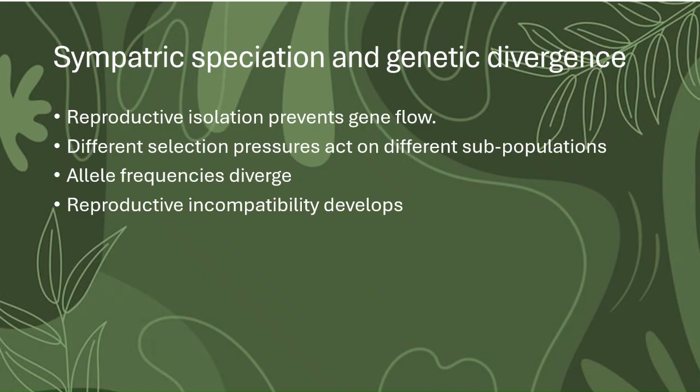So sympatric species and genetic divergence. So what causes the genetic divergence? So reproductive isolation prevents gene flow. So different selection pressures act on different subpopulations, and as a result, the allele frequencies diverge and reproductive incompatibility develops.